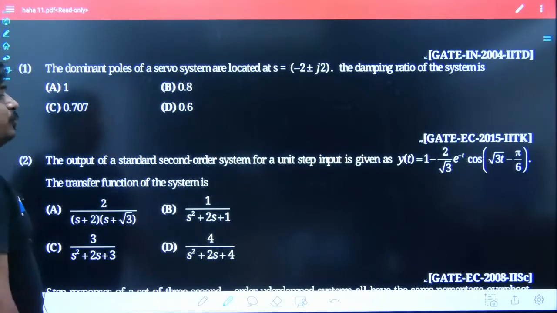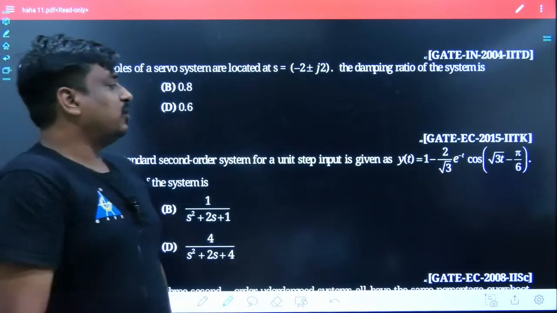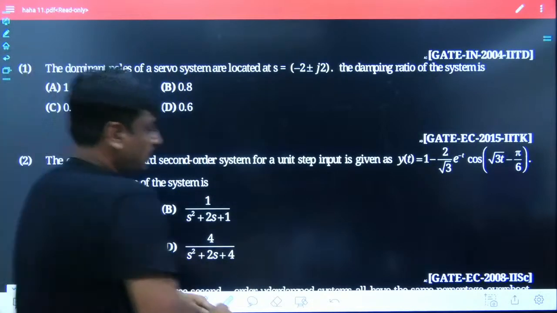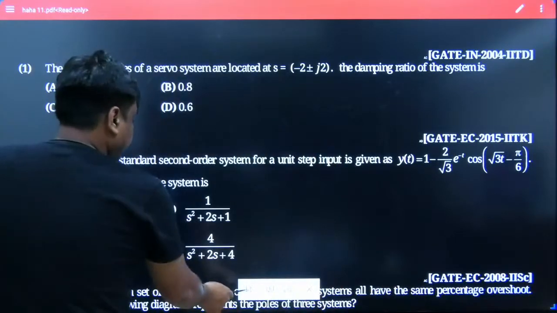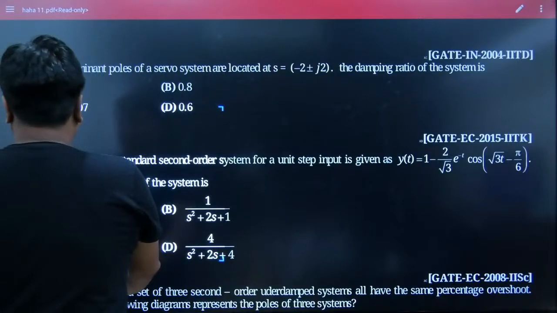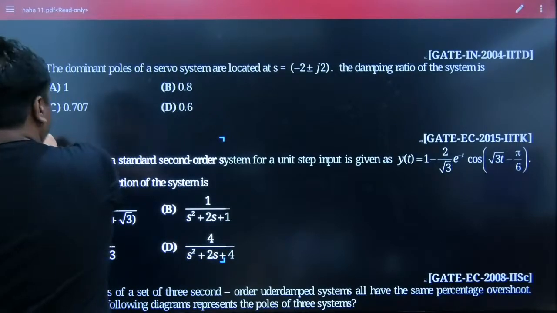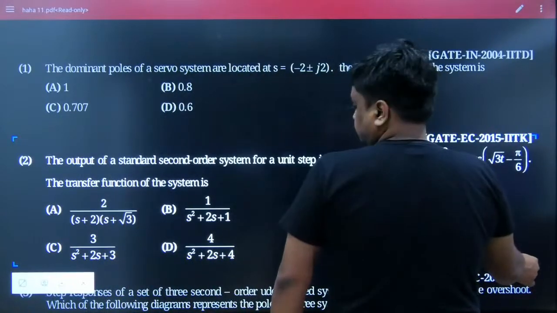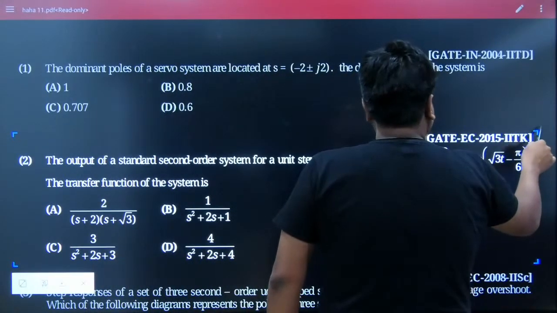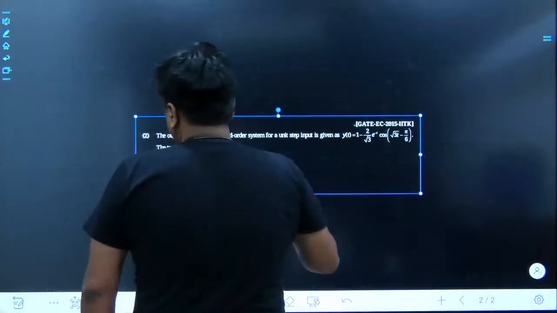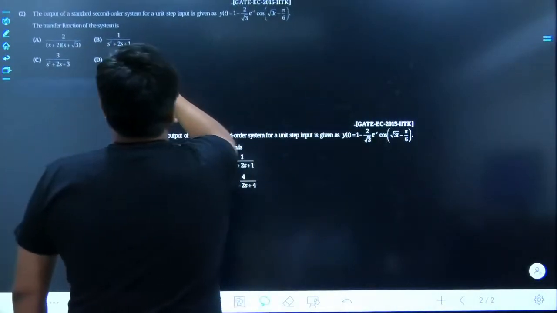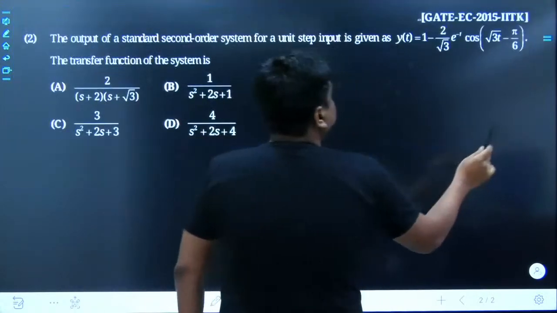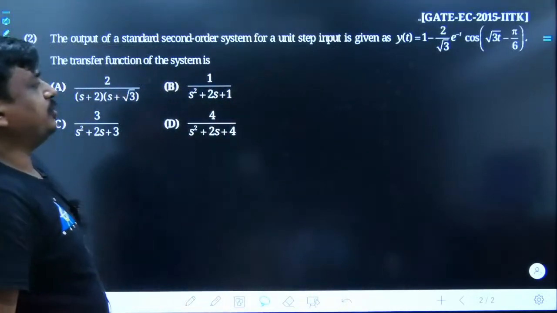This problem was experienced by the electronics people in the year 2015. The problem came in the year 2015. Let me bring this problem to the working board. We had the problem over here. Read this problem carefully and try to get its best answer.